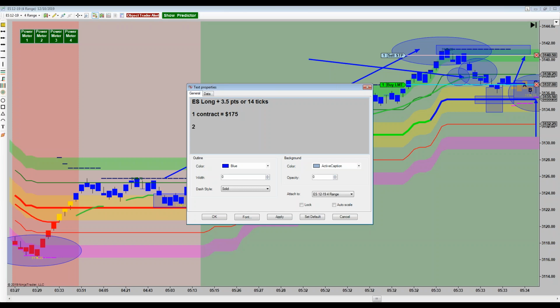Hold on. What if we want a 2 lot? How much would that be? What would a 2 lot be worth? $350. What about a 3 lot? Anybody got a calculator handy? What's 3 times 175? When I was younger, I was better at that. I need to get my slide rule out now. 525?